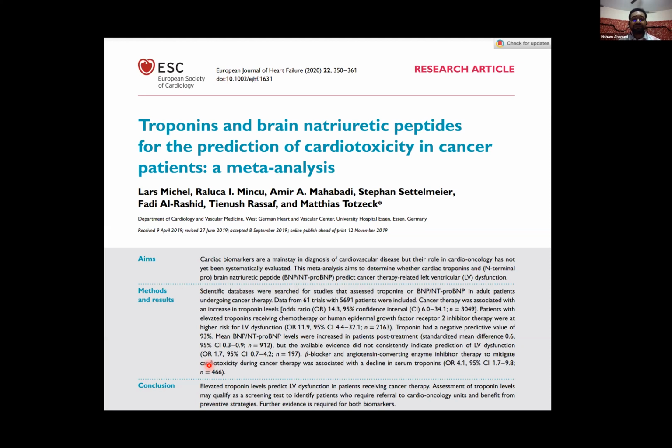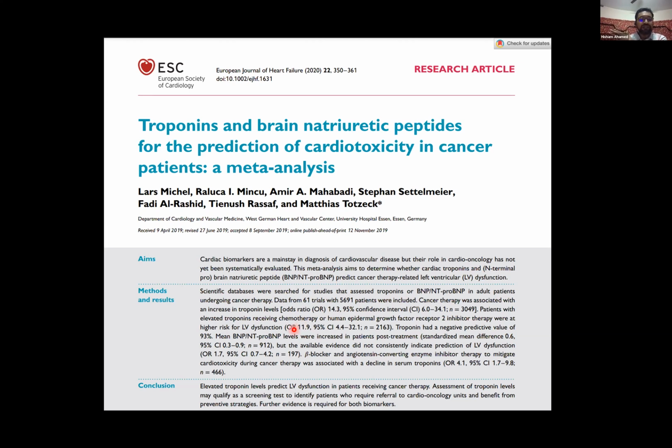So in summary, the most recent evidence, after we saw the landmark papers, is a tremendous read: a meta-analysis of troponins and BNPs for the prediction of cardiotoxicity in cancer patients. This was published in the European Journal of Heart Failure in 2020. As you can see over here, troponin had a negative predictive value of 93% in terms of predicting potential cardiotoxicity. And when the troponin levels were elevated, it was associated with an odds ratio of 11.9 in terms of prediction for potential cardiotoxicity.